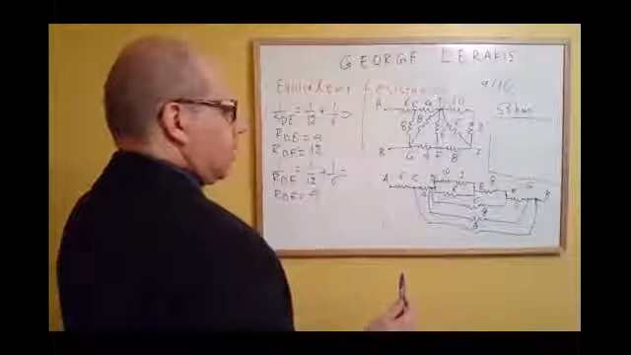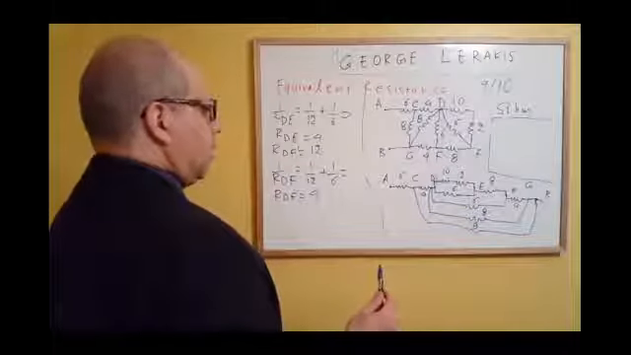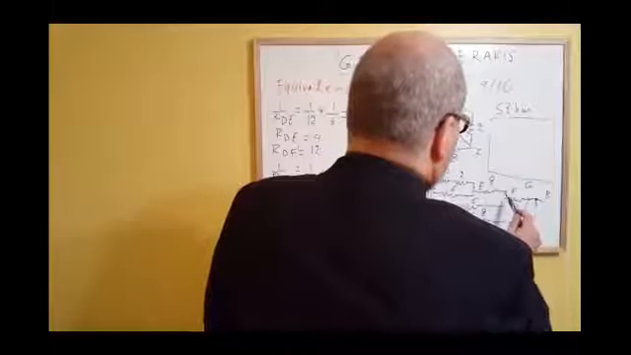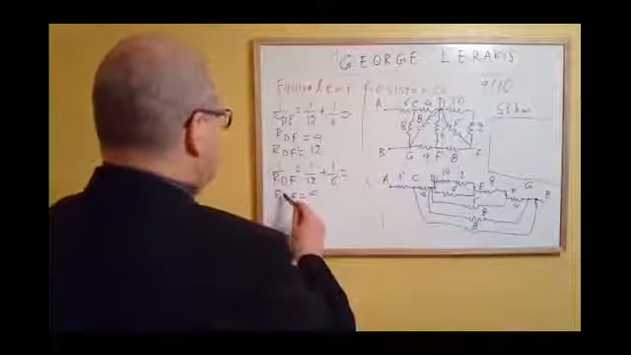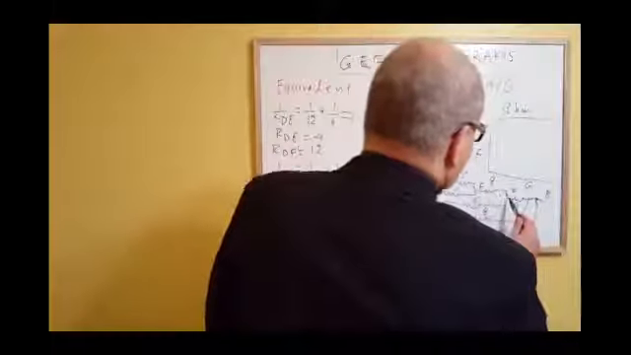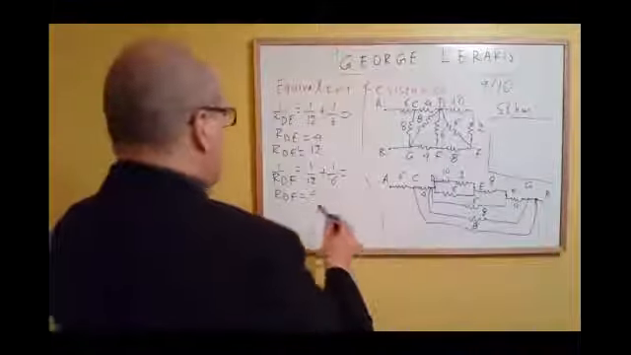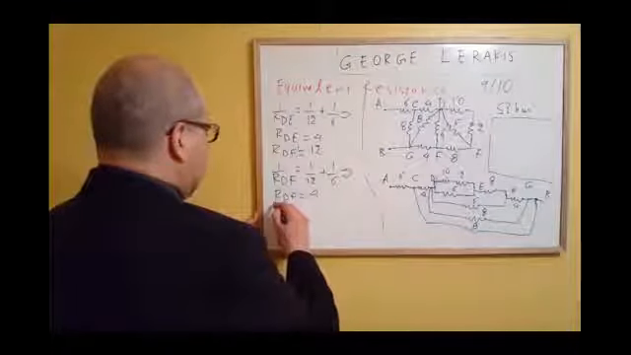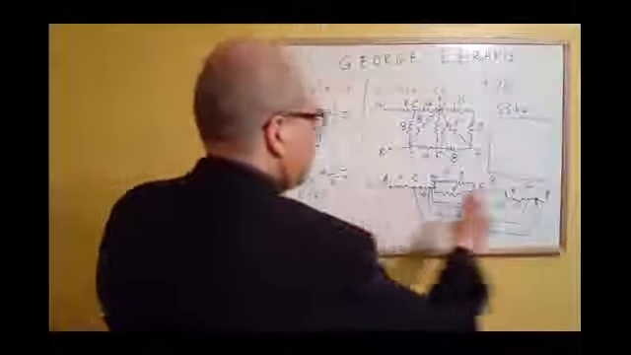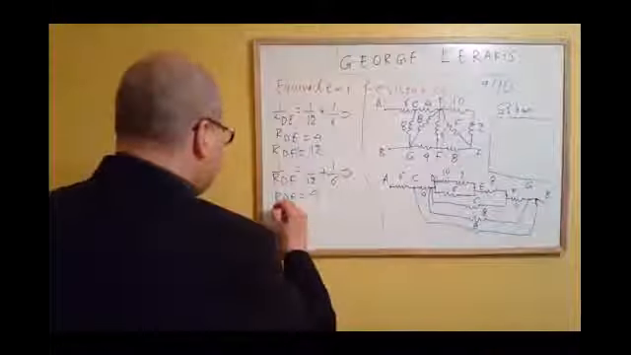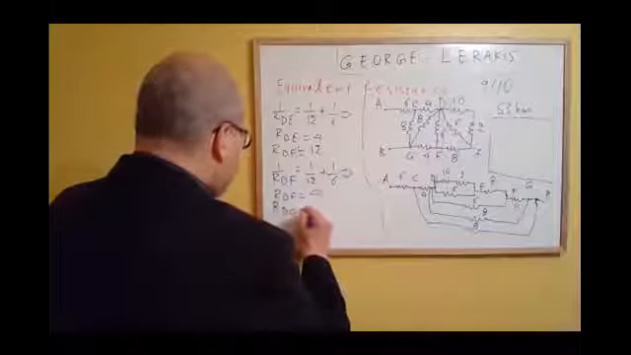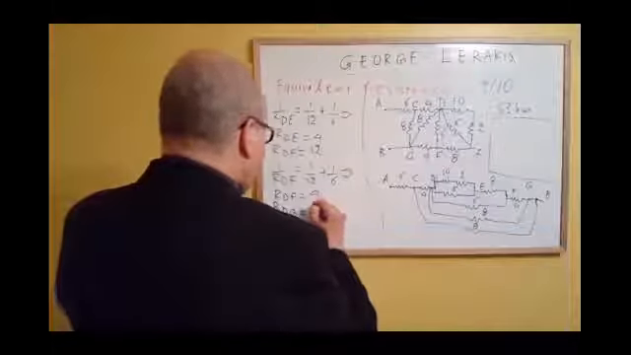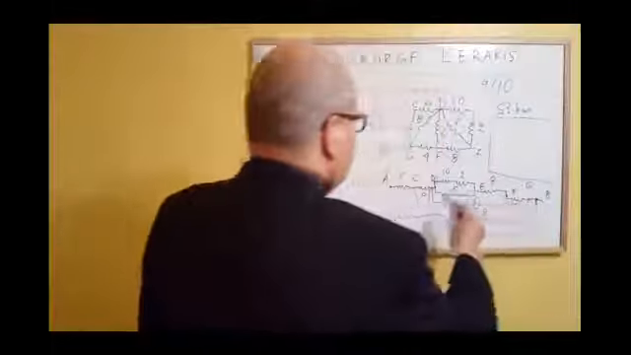And now we are here. And now all this that we calculated, the RDF, is in series with this here. So that means that R from D to G has to be 4 plus 4, so that's 8 ohm.